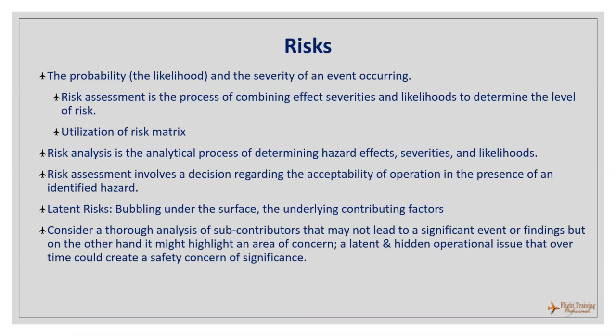So when we're looking at how to get to our level of risk, we want to combine the effect of our severity and likelihoods to determine that level of risk. And we'll show you some different risk matrices here in a second, but it's really just an analytical process. And then from the risk assessment, we want to look at the acceptability of the operation in the presence of that identified hazard. Is that acceptable? And everyone's acceptable risk levels are going to differ. What someone else can accept will be completely different than my own.